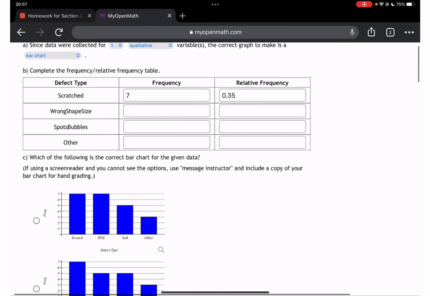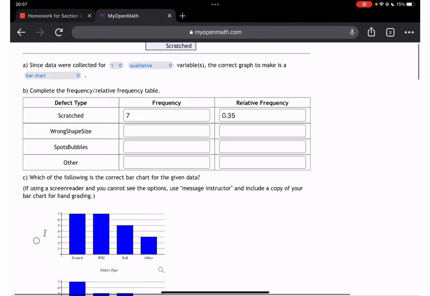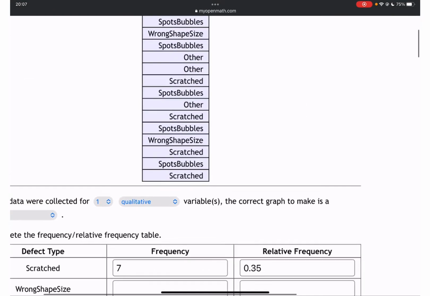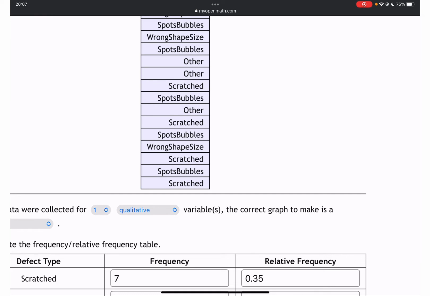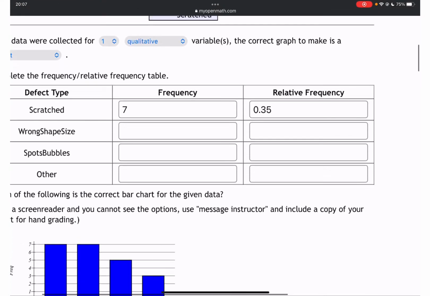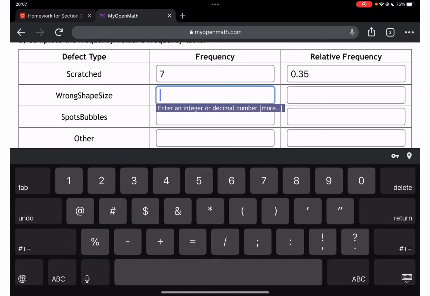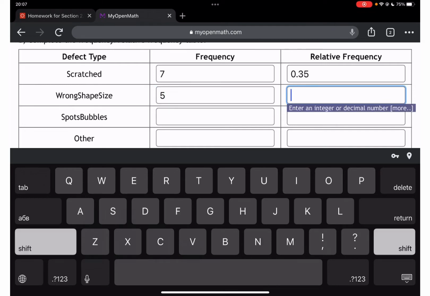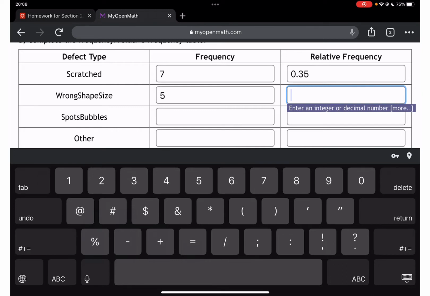Okay, next one, wrong shape size. Wrong shape size is going to be 1, 2, 3, 4, 5, total 5. Typing here 5, which means what portion? 5 divided by 20, right? It's going to be 0.25.